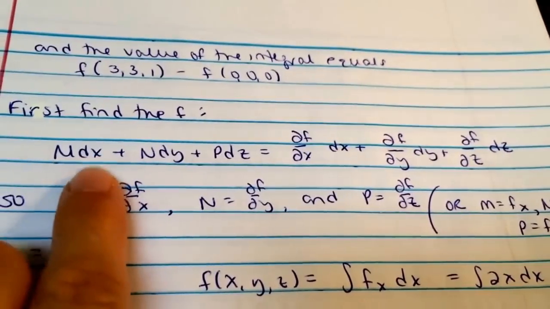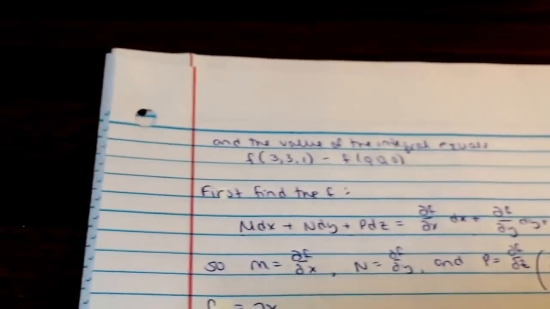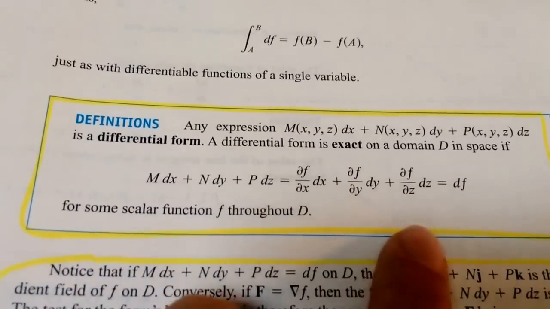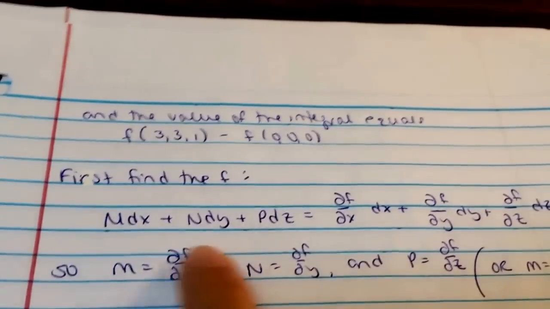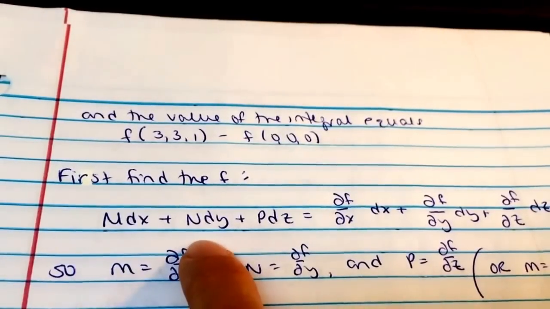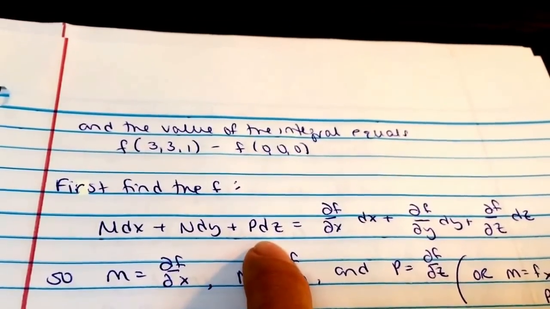So where is this? I don't know where this is in the book. Yeah, here, this is coming from page 855, this box here, that's where I'm getting this from. It's easier to copy out of your book. So m is the thing in front of the dx, n is the thing in front of the dy, p is the thing in front of the dz.